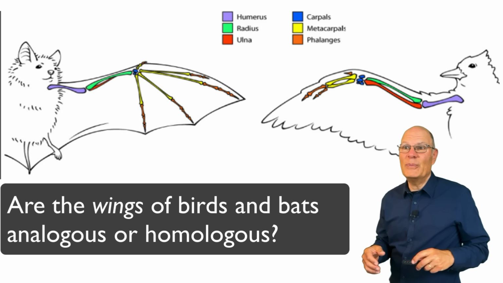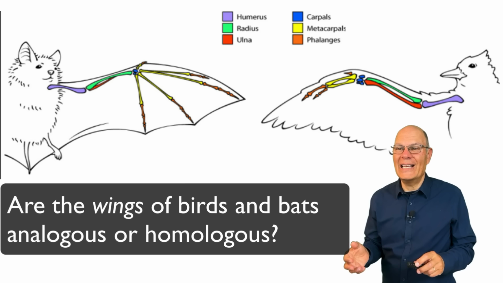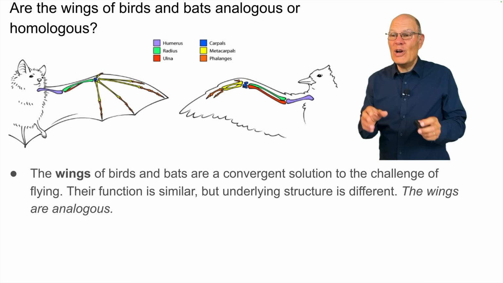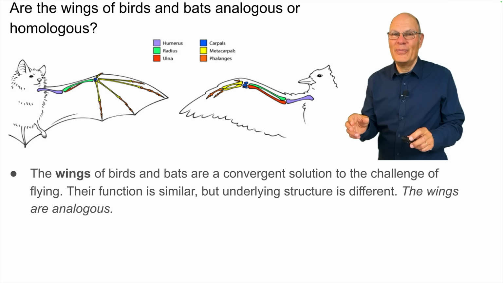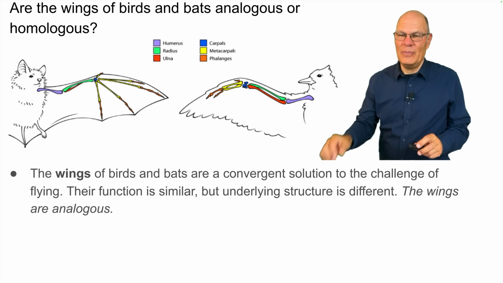Here's a tricky question. Are the wings of birds and bats analogous or homologous? Think about the answer, then see mine. The wings of birds and bats are a convergent solution to the challenge of flying. They did not evolve from a common ancestor.